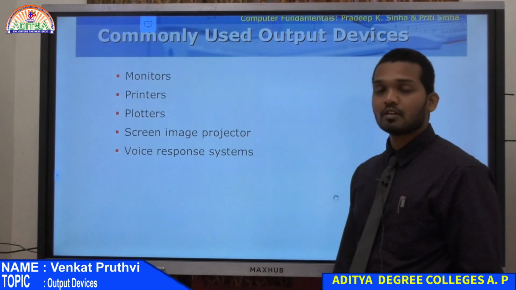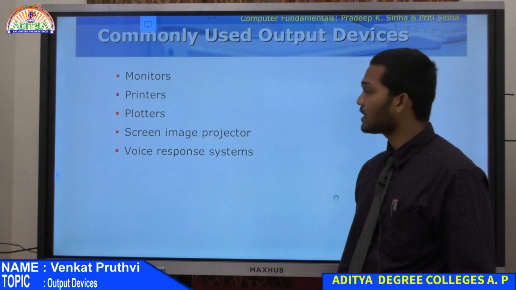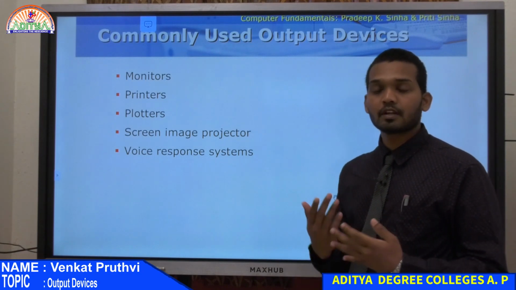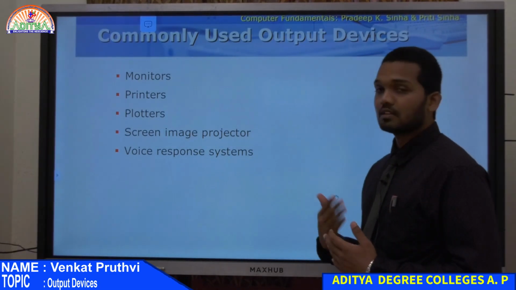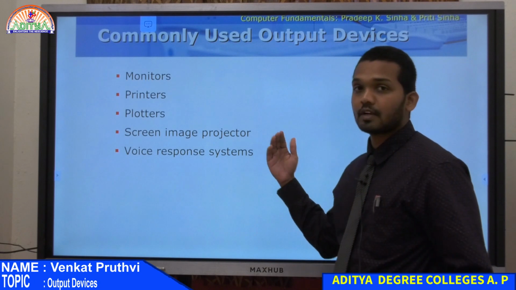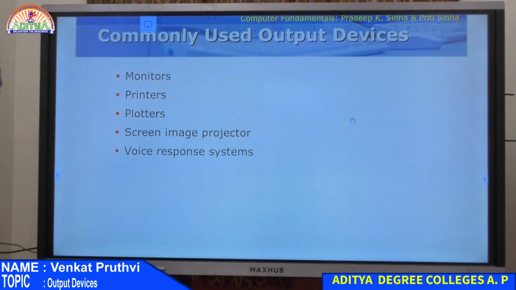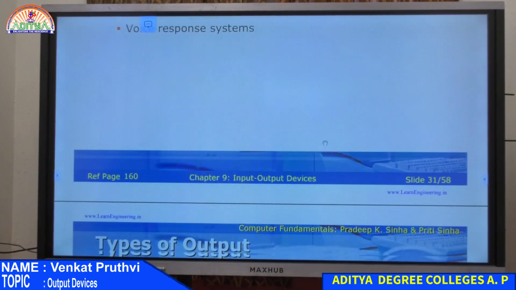In unit 3 we will be discussing more about the output devices, what are the different kinds of output devices we have, and also the printer configurations, what kind of connections we have and all. In yesterday's session we were discussing monitors, printers, plotters. We were at plotters. We will just have a revision of what we have done yesterday.